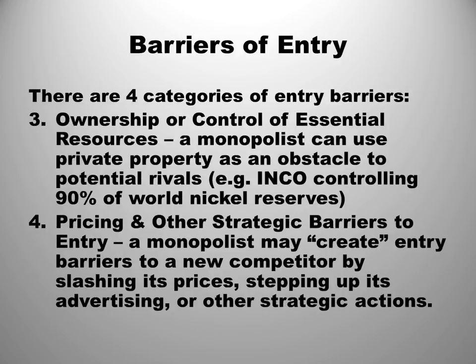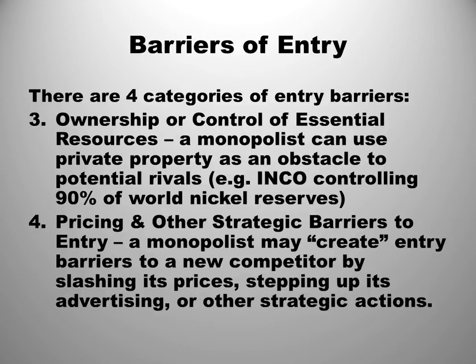The third category is ownership or control of an essential resource. A monopolist can use private property as an obstacle to potential rivals. The company Inco controls 90% of the world's nickel reserves. At one point, it's not true anymore, but at one point, a syndicate of companies called the De Beers Syndicate controlled about 90% of the world's diamonds. So, that's not really anti-competitive business. That's just they own the resource.